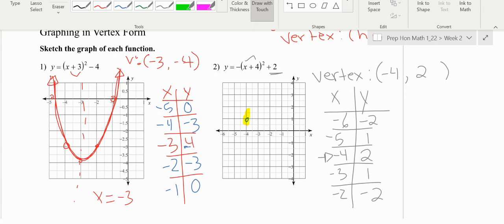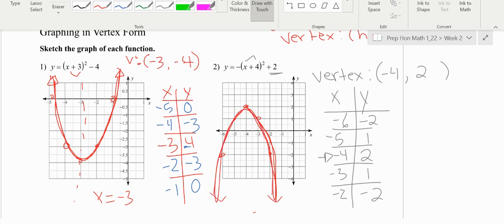So -4, 2, -5, 1. And then -3, 1, and -2, 2, and -6, 2. My thing was a little goofy, but we got it. Okay, so now if we were to go ahead and connect this, a few things to note.